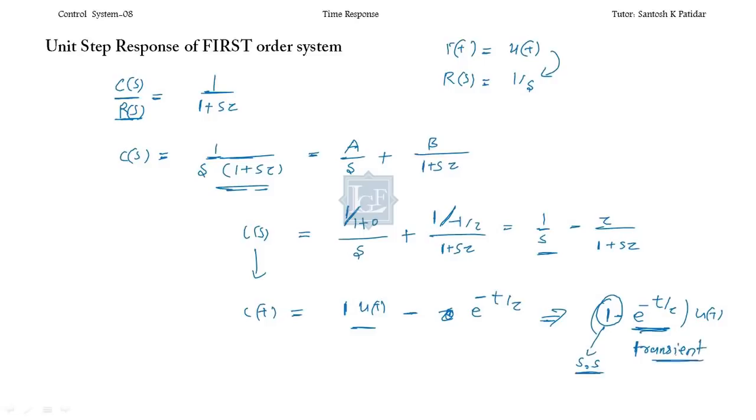Okay, in the starting we discussed this. The exponential term is nothing but the transient, and the constant or oscillatory terms are nothing but the steady state response. So now, can we calculate the error for unit step? Yes, we can calculate. Why?